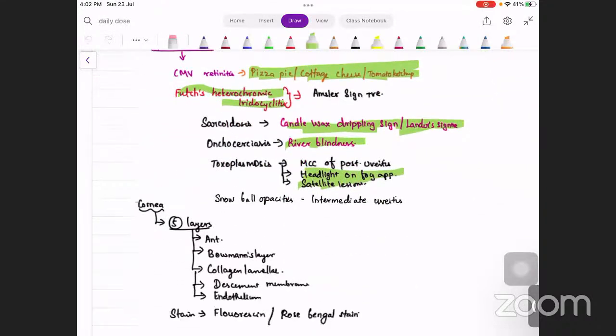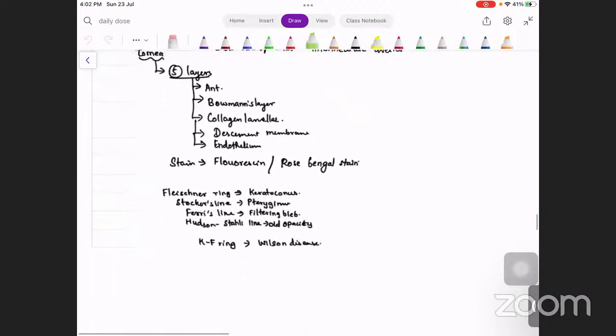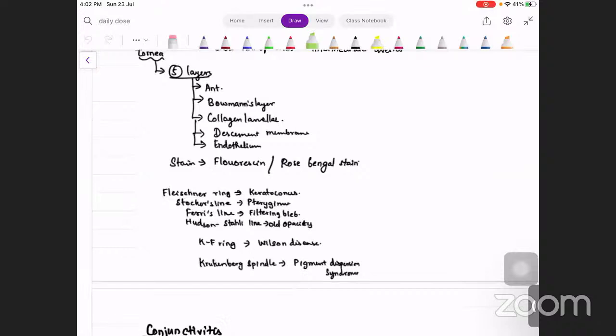So we have talked about cataract, glaucoma, retinal disorders, and uveal disorders. Now we are going to talk about the cornea. There are 5 layers of the cornea: epithelium, Bowman's layer, stroma with collagen lamellae, Descemet's membrane, and endothelium. Very important MCQ.